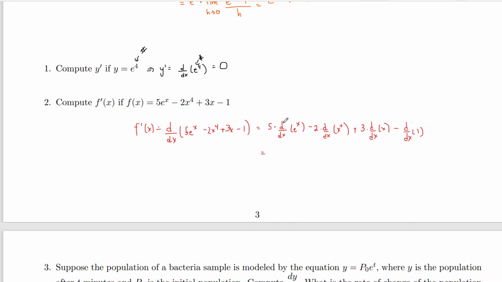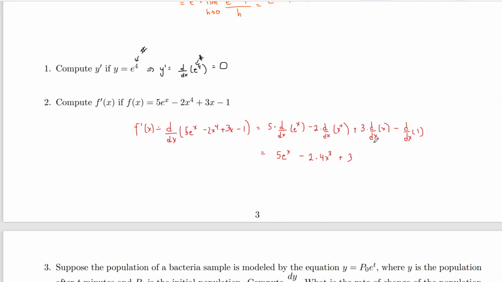All right, and we know how to do the derivative of everything in the parentheses now. The derivative of e to the x is itself, it's e to the x. That means this is 5e to the x minus, and then the derivative of x to the 4th. Well, we still have to use the power rule there. This new rule doesn't tell us anything about that. When we do the power rule here, we get 4x cubed. Bring the power down, subtract 1 from the power, plus 3 times the derivative of x is 1.